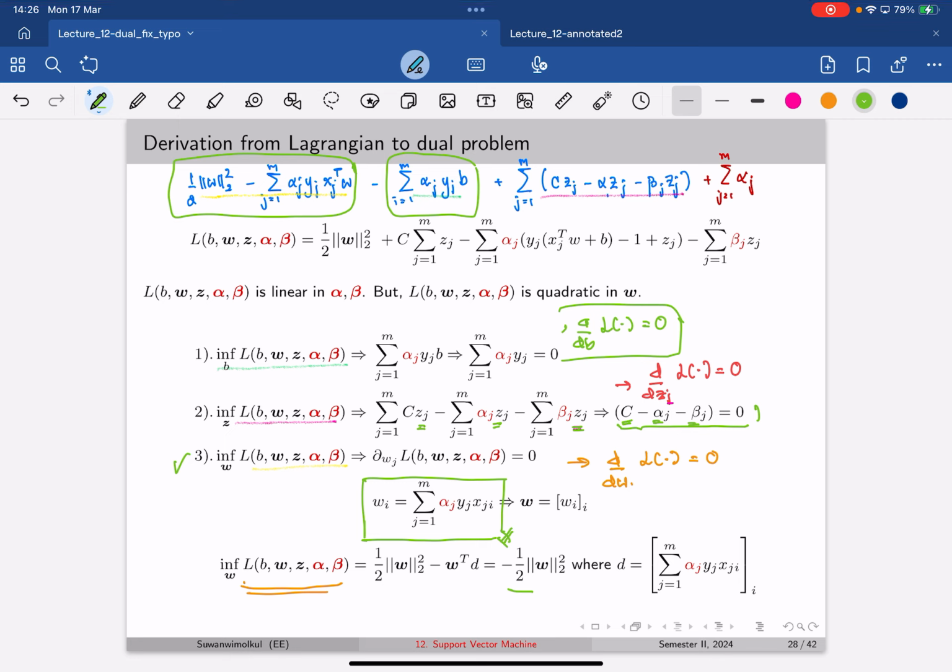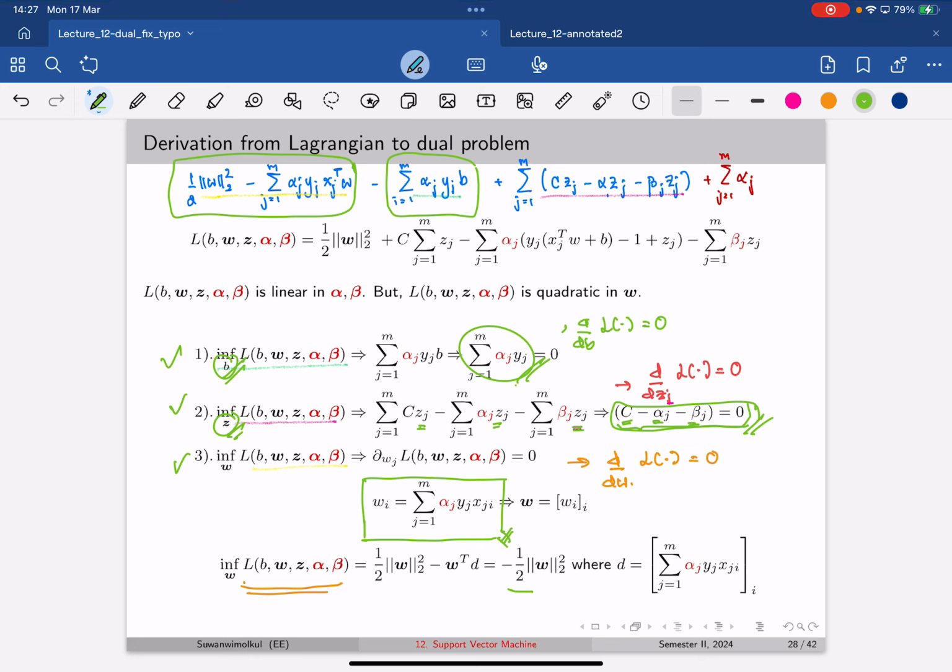And after we know what it is going to be, the question is what is the value of these variables that are causing the infimum. We know that for b and z here, they can have any value. But what causes zero is either the sum of alpha j, yj, or c minus alpha j, beta j being equal to 0. So for these two variables, they will reach the infimum only if these two conditions are 0.